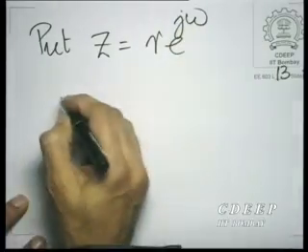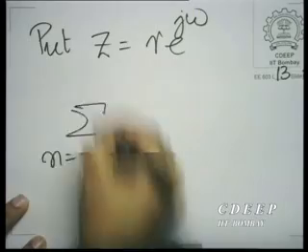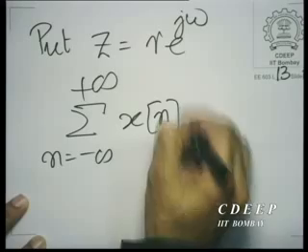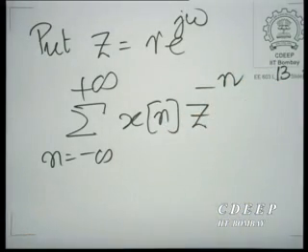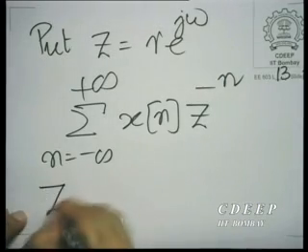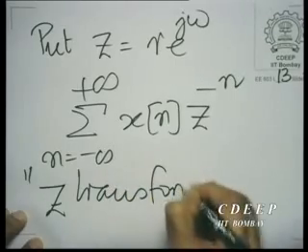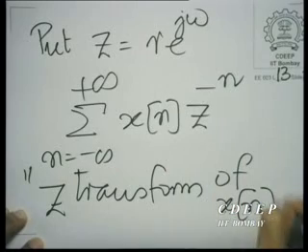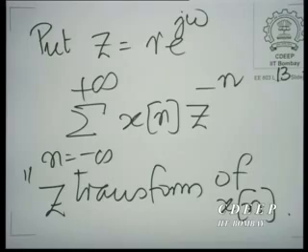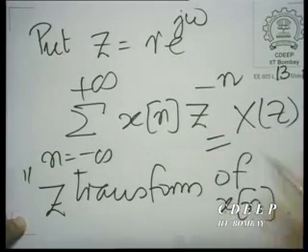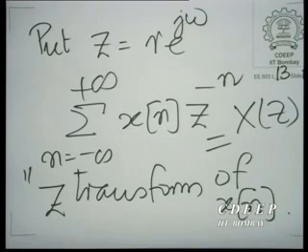So essentially we are saying, consider summation n going from minus to plus infinity x[n] z raised to the power minus n. We call this the Z transform of x[n], and we denote it by capital X of z for obvious reasons. So, of course, a Z transform, unlike the discrete time Fourier transform, is a function of a complex variable. The discrete time Fourier transform was a function of a real variable omega.